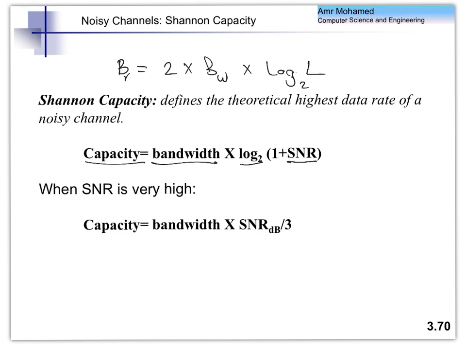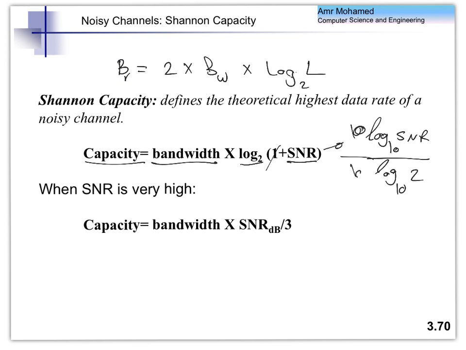Okay? So for the case when the SNR is very high, we can simply ignore that one. Right? We can say that one is negligible. So it becomes log 2 of SNR. Log 2 of SNR can be represented as log 10. And when you convert log 2 to log 10, it becomes log 10 of the SNR divided by log 10 of 2.